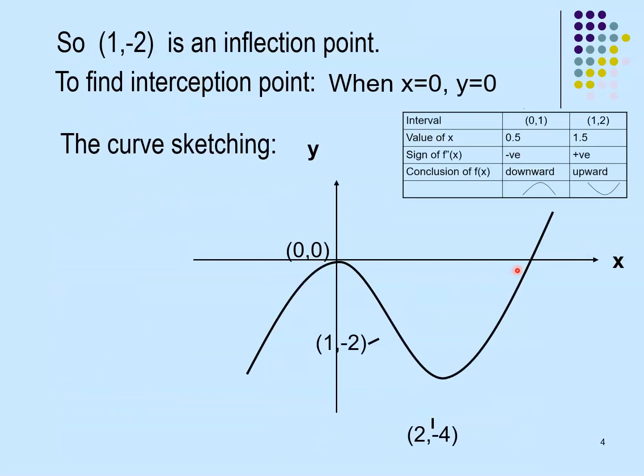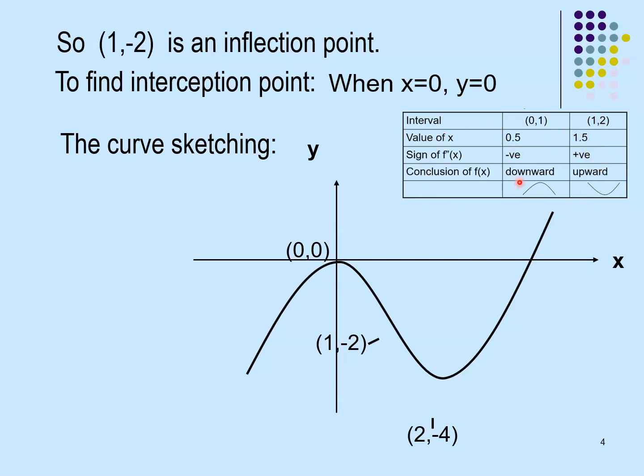Okay. So (1, -2) is an inflection point. To find the intersection point, it is when x equals 0, y equals 0. Intersection point means the pintasan paksi y. Okay, now you have the inflection point and you already found the concavity.